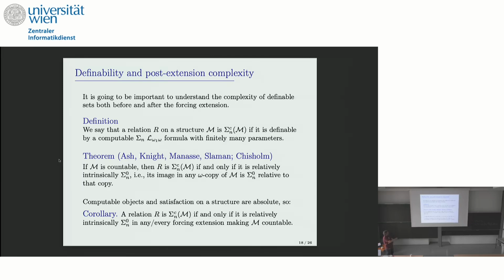So really, given that satisfaction and computability are both absolute, what this tells us is that a relation is computably sigma n over M if and only if it is relatively intrinsically sigma n in every forcing extension, any forcing extension that makes M countable.